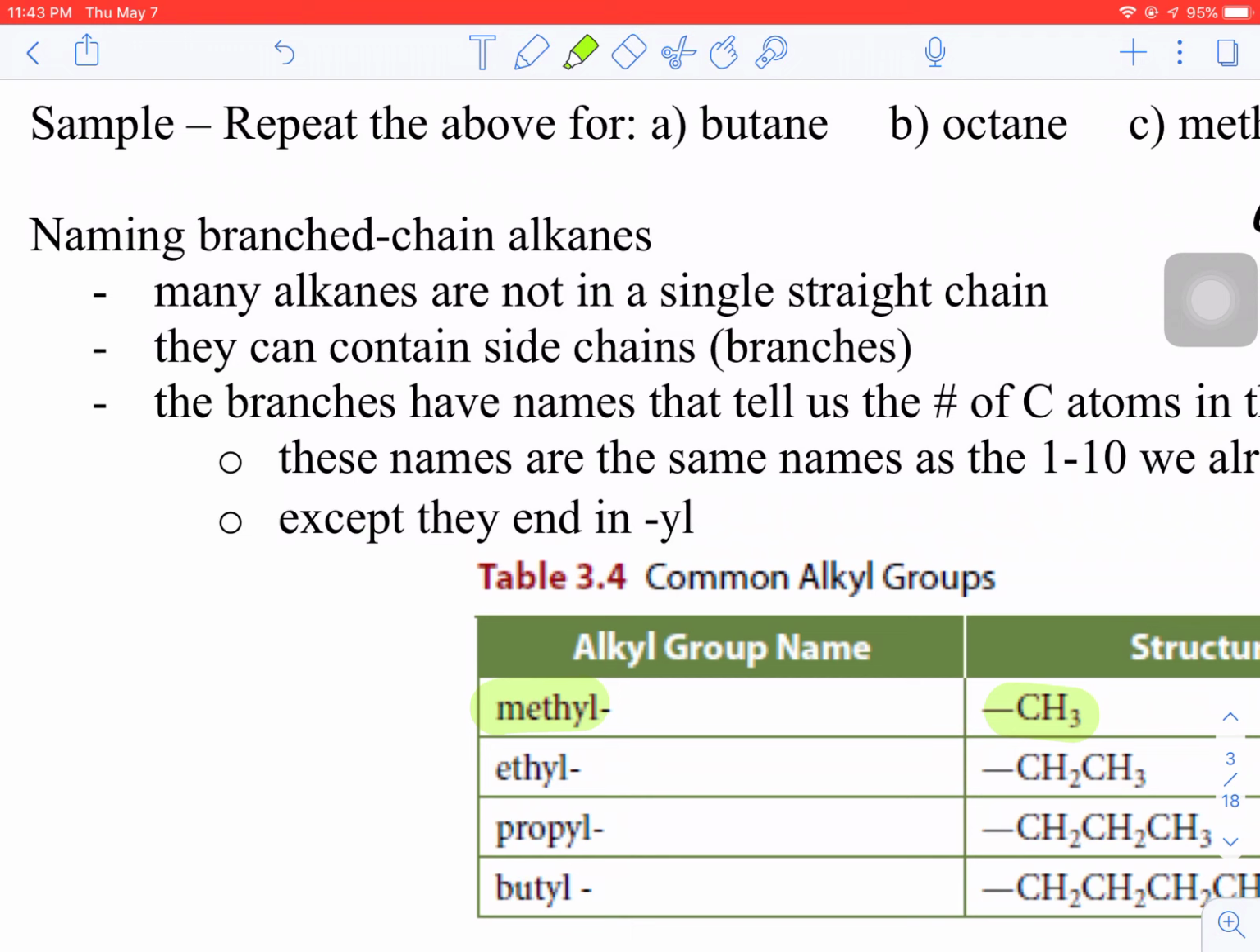If it's got 2 carbons, it's going to be called ethyl. Well, that's good because 2 carbons is ethane. If it's got 3 carbons, it's called propyl. Well, that's good because 3 carbons is called propane. So we change the ending to YL to show that it's a branch. It's off the main part of the molecule. Butyl for 4, just like we have butane with 4 carbons. So excuse me. So I will look at a few examples here.